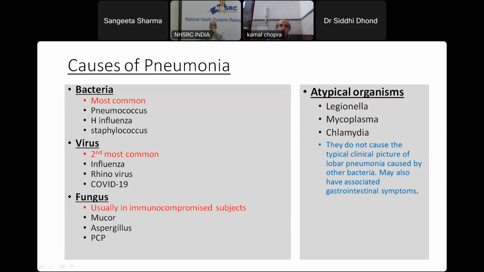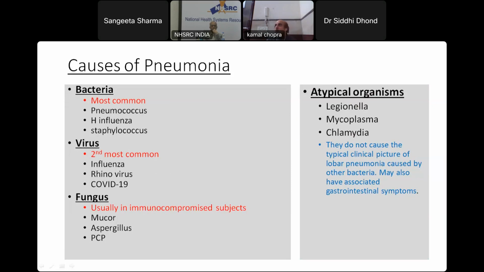Causes: the most common cause of infection is bacteria. Common bacteria are pneumococcus, H. influenzae, and staphylococci. The second most common cause is viral. Viral causes are very common in children and immunocompromised patients, such as rhinovirus, and the latest example is COVID-19, which was causing pneumonia. That was the first and most common pathology which we got in COVID cases.